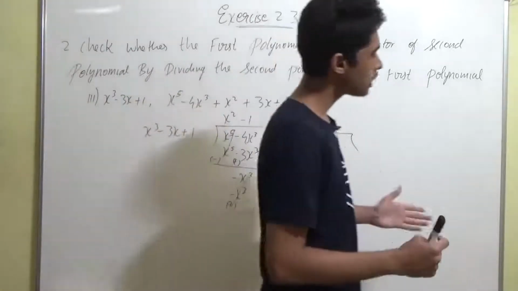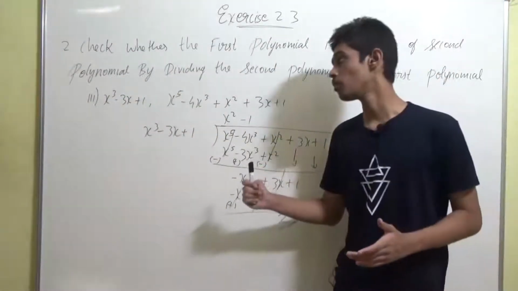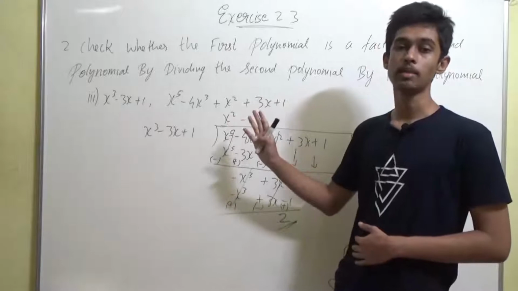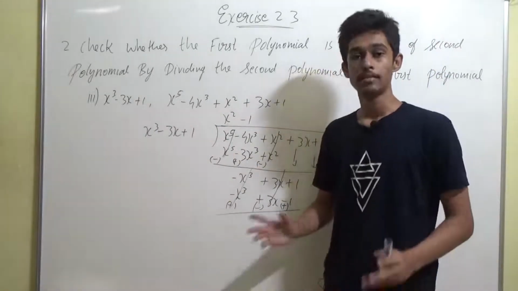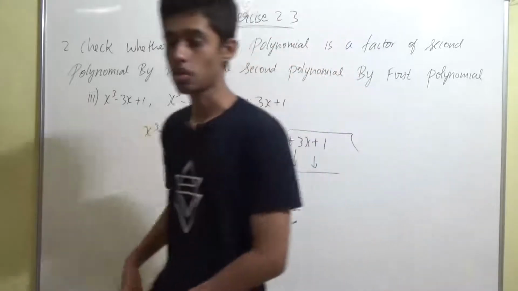When the remainder is not equal to 0, the first polynomial won't be a factor of the second polynomial, which means this polynomial is not a factor of this polynomial. That's it guys. I'll move aside now. You can take the screenshot.